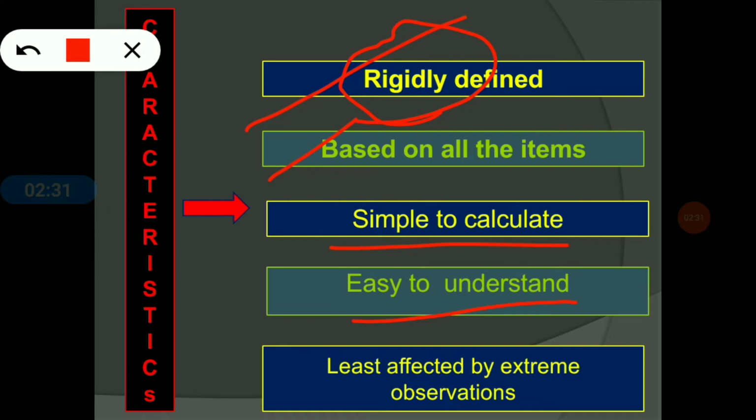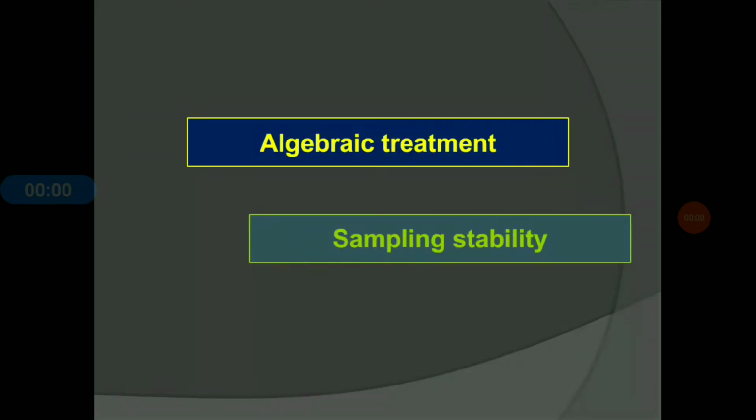Now move on to the fifth characteristic, that it is least affected by extreme observations. One or two very small or large items unduly affect the average, so it cannot be really typical of the entire group. Extreme values may distort the average and reduce its usefulness. Clear? Now move on to the next slide, where we can see the rest of the characteristics of average.